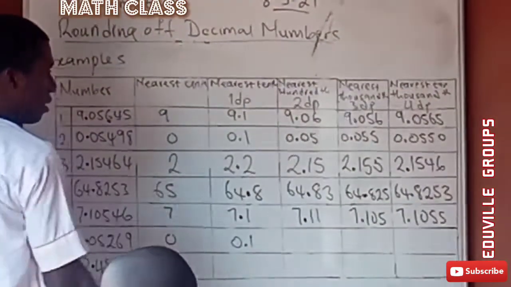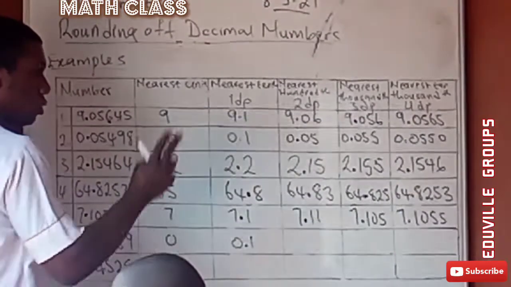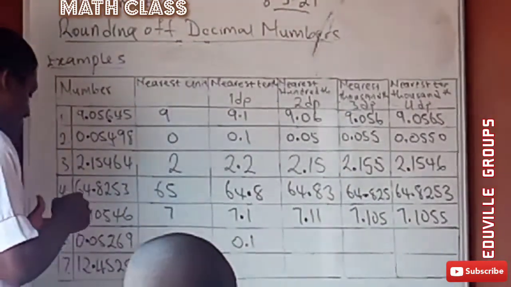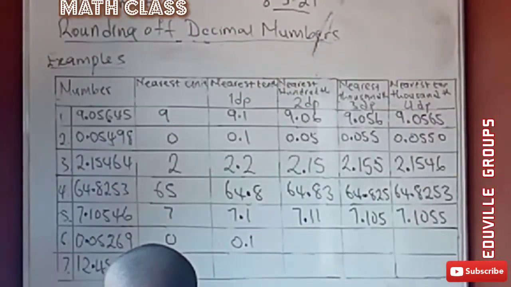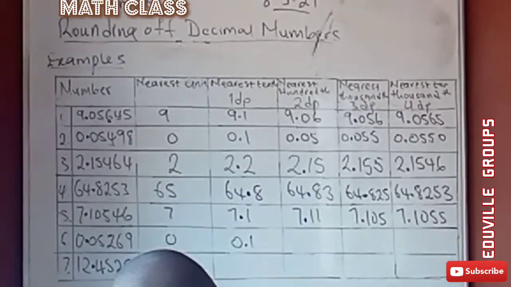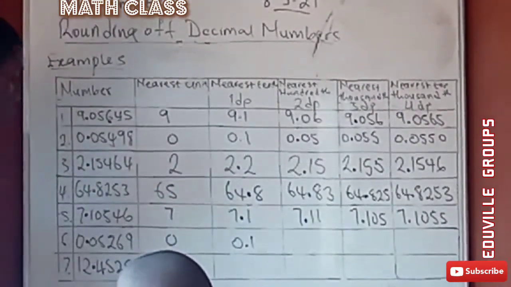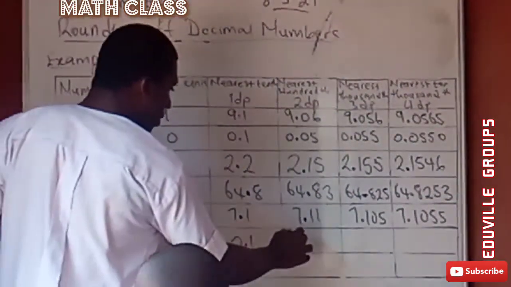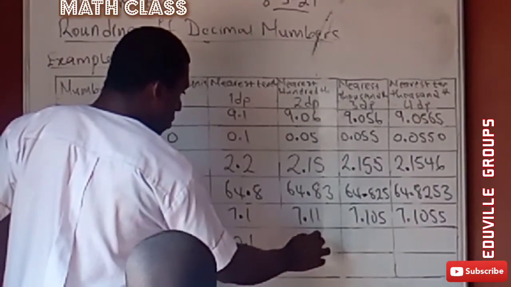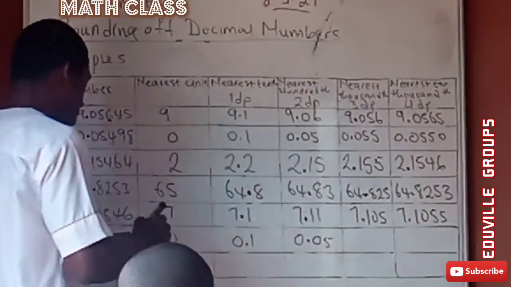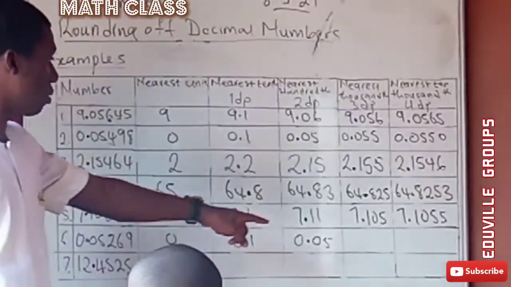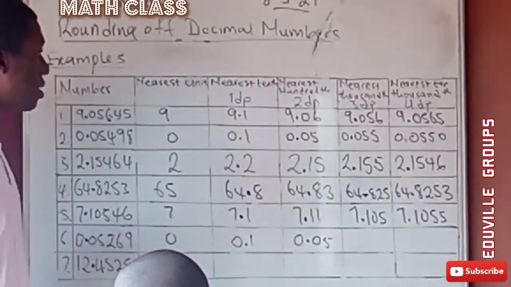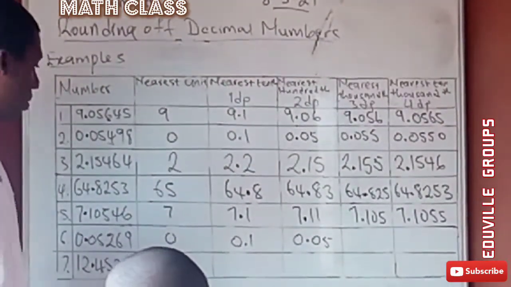Then in the next column, we're rounding to the nearest 100 or 2 decimal places. The digit there is what? 5. And the next number is 2, which is not 5. So what's going to be our answer? 0.05. Then in the next column, we're rounding to the nearest 1,000 or 3 decimal places.